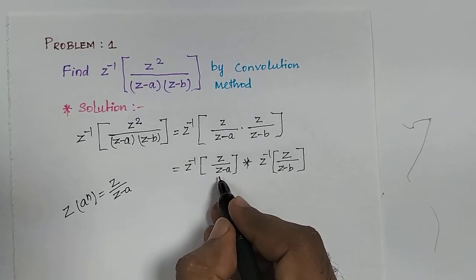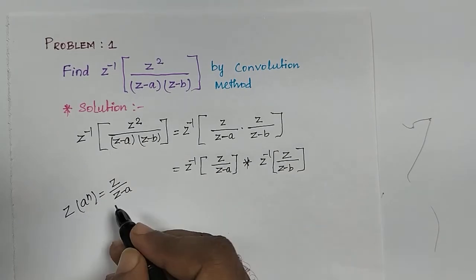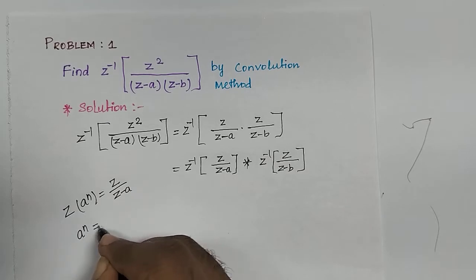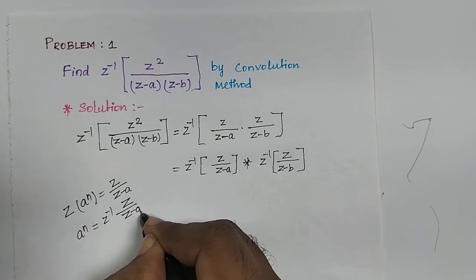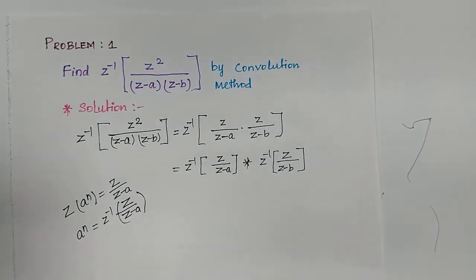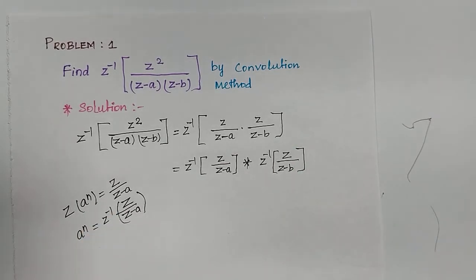Suppose here it is z divided by z plus a, then you can take the z transformation of minus a power n. From this I will write a power n is equal to z inverse of z divided by z minus a. Most probably in the convolution method we are applying this formula. When z shifts to the right-hand side, you will get the inverse z transformation of z divided by z minus a equal to your answer, a power n.